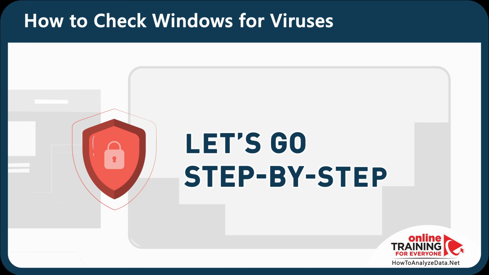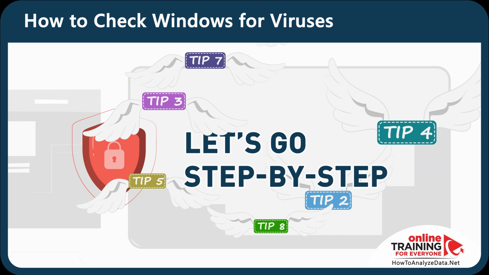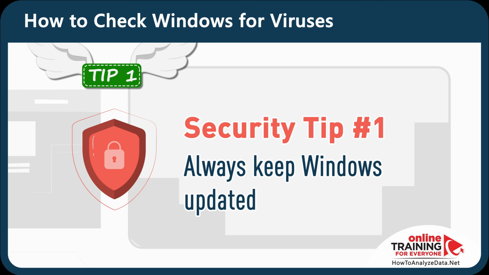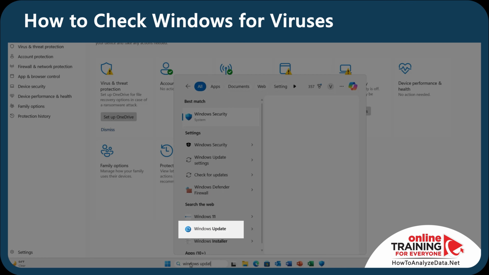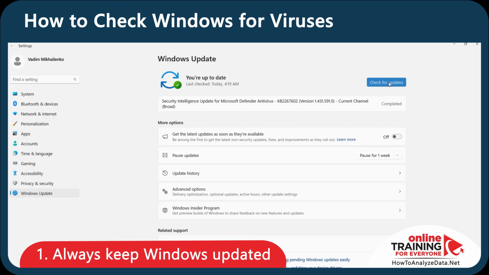Now let's go step by step, and I'll share with you key tips that security pros use to keep their system locked down. Here's tip number 1. Always keep Windows updated. Go to Settings, Windows Update, and turn on automatic updates to patch critical vulnerabilities. Type Windows Update in the Start menu and click Check for Updates. You can see that Windows is currently downloading and installing an important security update. Once installation is complete, you can always check for updates.